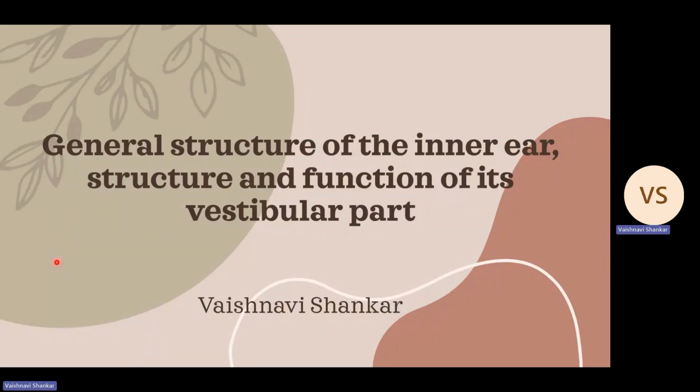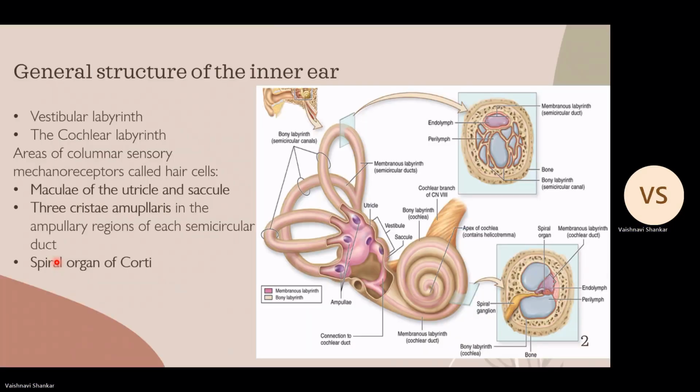In this video, I'll be talking about general structure of the inner ear and structure and function of its vestibular part. The internal ear is located within the temporal bone. The bony labyrinth houses a set of continuous fluid-filled epithelium-lined tubes that make up the smaller membranous labyrinth. Two divisions of the membranous labyrinth are the vestibular and the cochlear labyrinth.